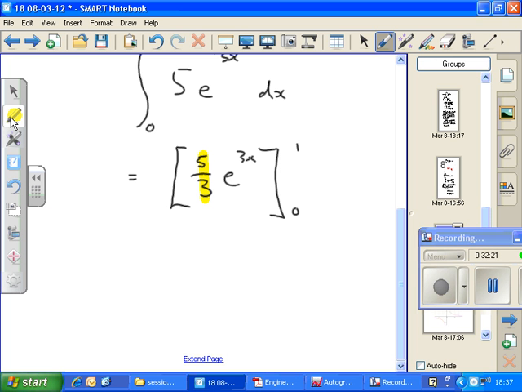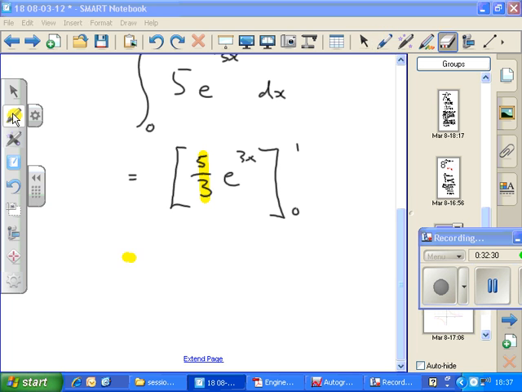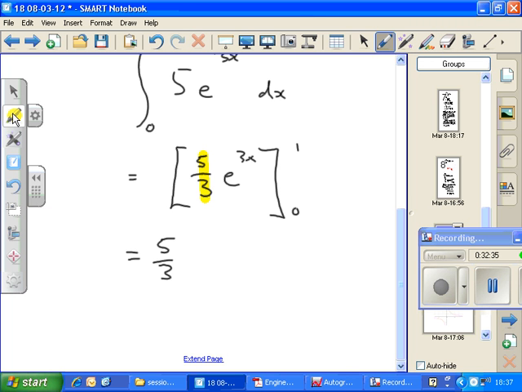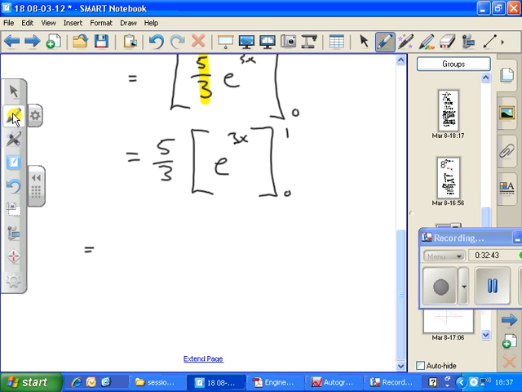So at this stage, I would write 5 over 3 square bracket e to the 3x between 0 and 1. And then I'd put my limits in, but I'd put them all inside a square bracket and put the 5 over 3 outside. And then at the very end, just multiply by 5 over 3. It just makes the calculation a little bit quicker. Will we not get the same answer? Yes, you would get exactly the same answer, so don't worry if you've not done it this way.